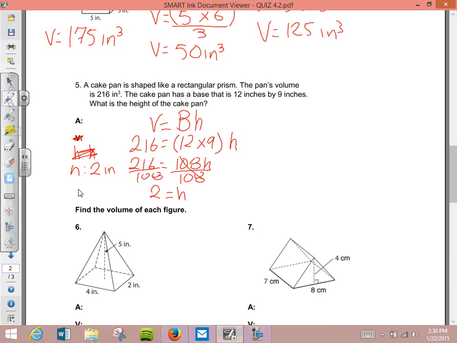The area is 108. We know that. You just multiply those two. But you have to work it backwards, guys. If somebody asks me, why do I have to use the volume formula? Because if you don't, then you have nothing to work with. You only have the base. How are you going to figure out the height of it?